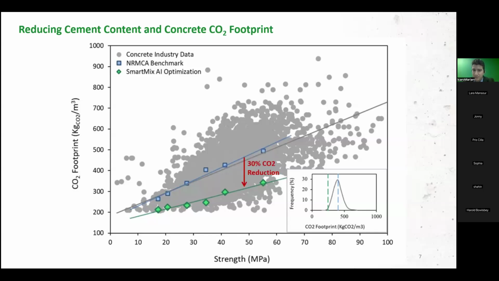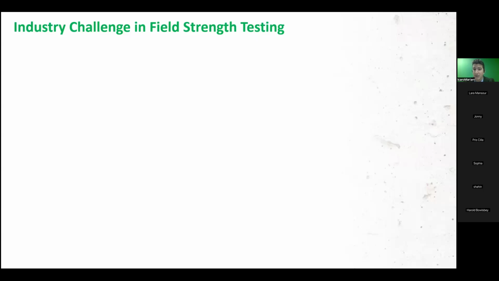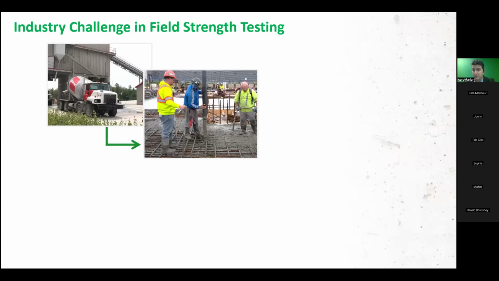And here, just an example, like a 30% CO2 reduction in this example. But that was basically a teaser for what is coming up. We're going to dive into more in a future session, talking about the actual strength on the job site, how we can actually do that. The process is basically this.